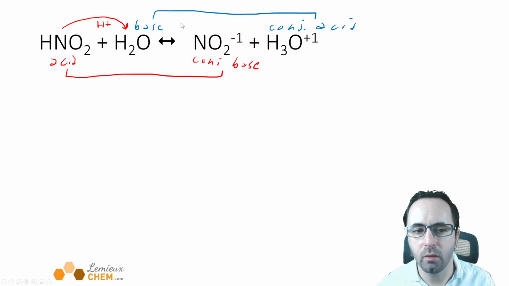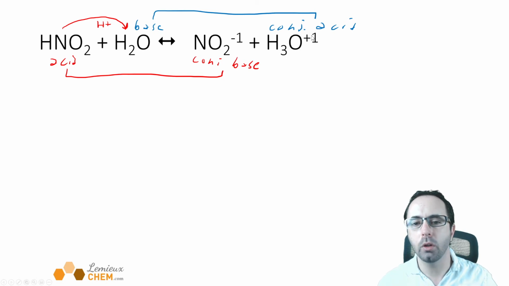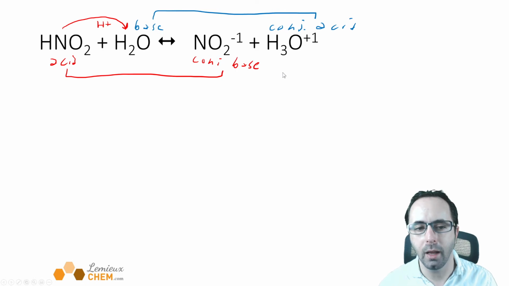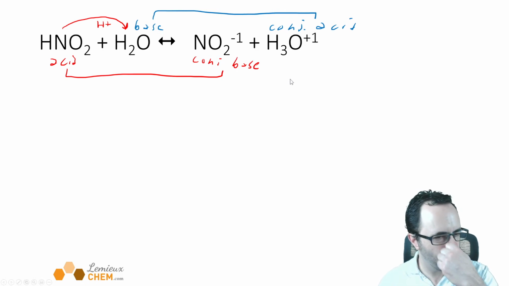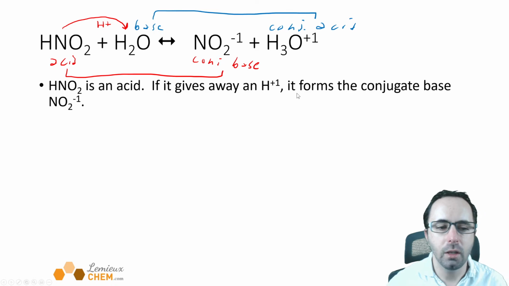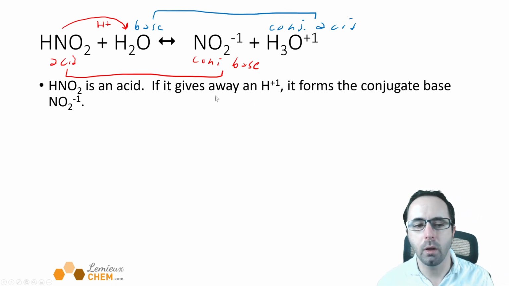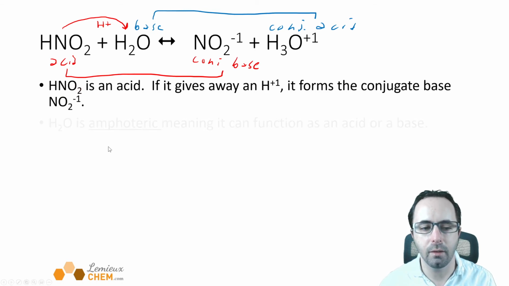The H3O+ has 1 more proton than the base water here. So that's why it's called the conjugate acid of water. It's what you get when you add 1 more proton to water. And you can see it has 1 extra H, and the charge has gone up by 1 unit, up to +1, because it has 1 extra H+ on it. So HNO2 is an acid. If it gives away H+, it forms its conjugate base, nitrite. Again, the difference is 1 H+. The nitrite has 1 less H+ than nitrous acid.